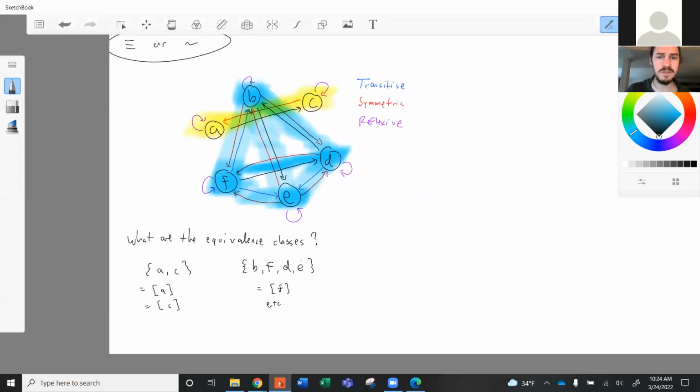So that is this little exercise I wanted to go through. Any questions about that? It's an exercise in constructing our own equivalence relation and studying it and identifying its equivalence classes.